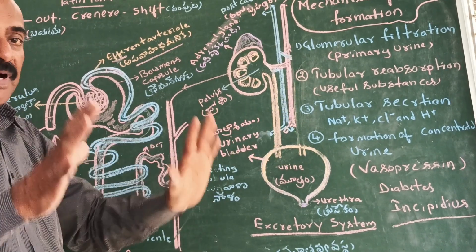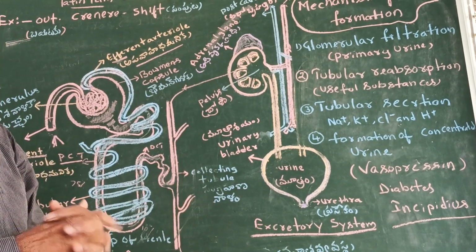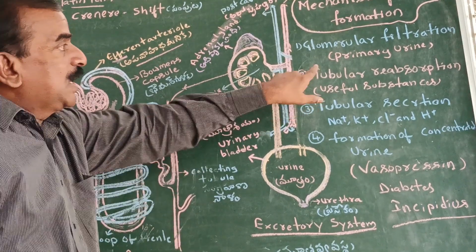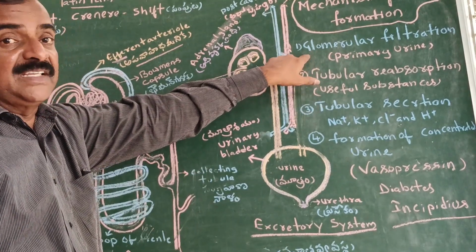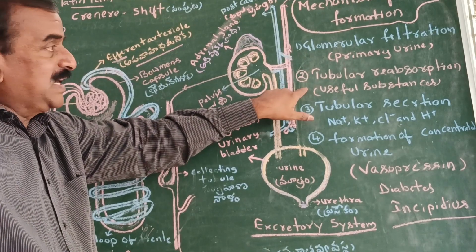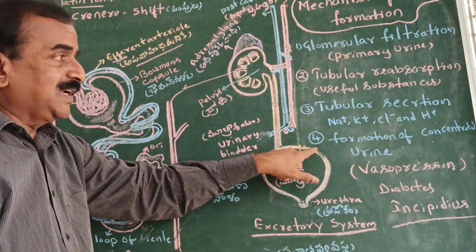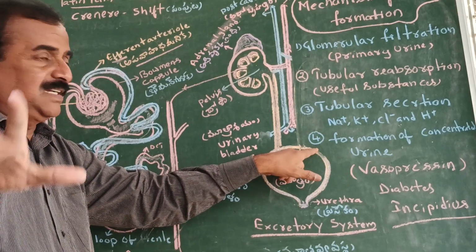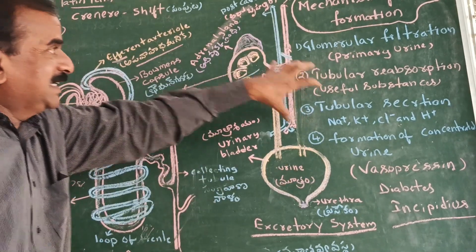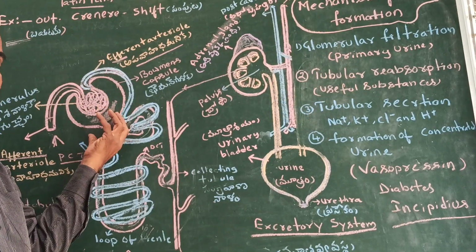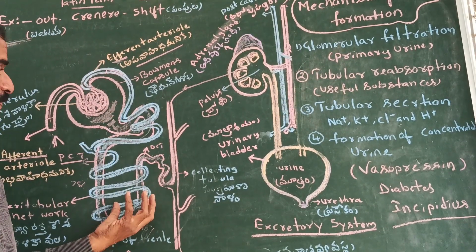So the mechanism of urine formation consists of how many stages? Four stages. The first one is glomerular filtration, the second one is tubular reabsorption, the third one is tubular secretion, and the fourth one is formation of concentrated urine. These stages take place in the Bowman's capsule and the renal tubule.